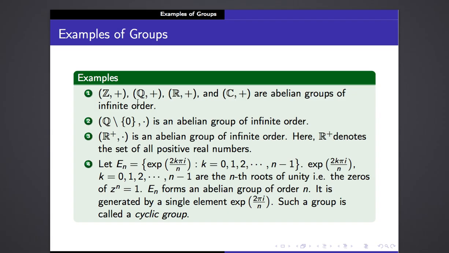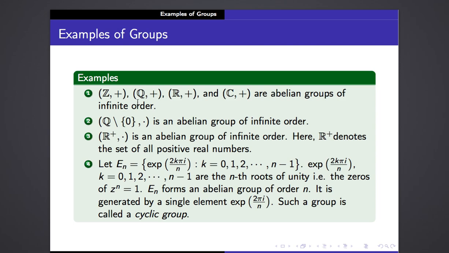Do you remember we talked about the order? Order means the number of elements of the given group. So it is called order, right? As we know, of course, each set, the set of all integers, rational numbers, real numbers, and complex numbers, they all have infinitely many numbers. So they all have infinite order.